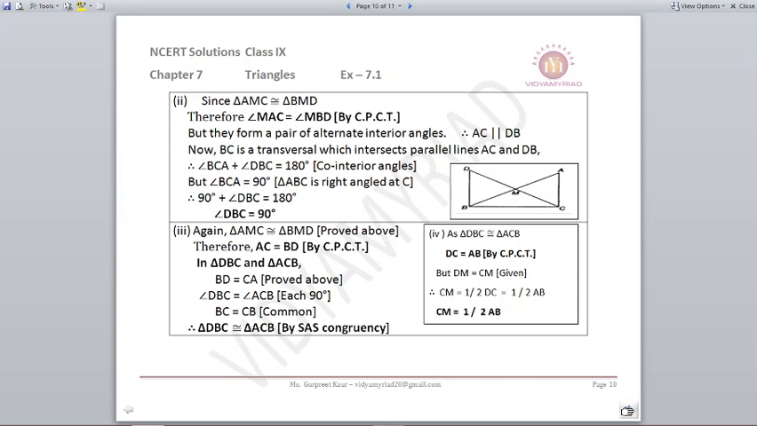Now when are we taking bigger triangles? Now DBC and triangle ACB. Now DB is equal to AC, we have proved above. Both the angles are 90 degrees. This is also proved above. And CB is equal to CB, which is common. By this we can say that both the triangles are congruent by SAS.